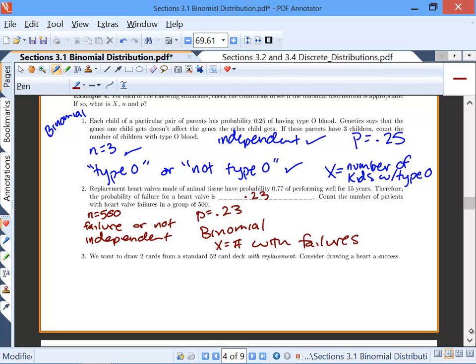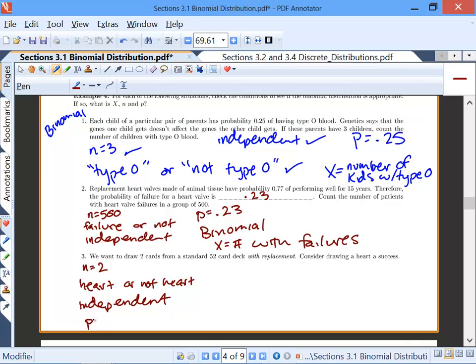So the next one, we want to draw 2 cards from a standard 52 card deck with replacement. Consider drawing a heart a success. So what is n? 2. Okay, what are my 2 classifications? Heart or not heart? Okay, should each card draw be independent? Yes. Because? Replacement. With replacement, we put it back. So the first card doesn't affect the second card.